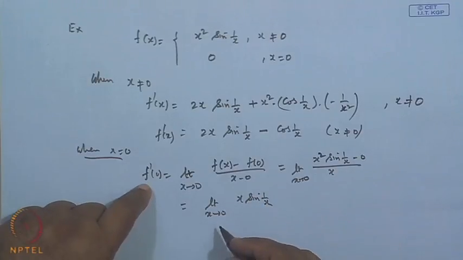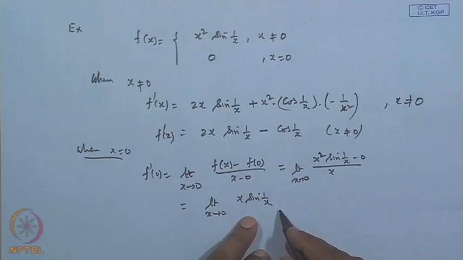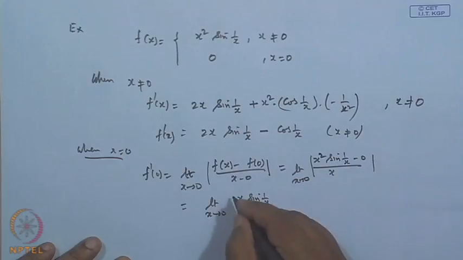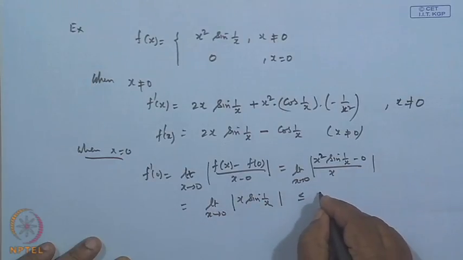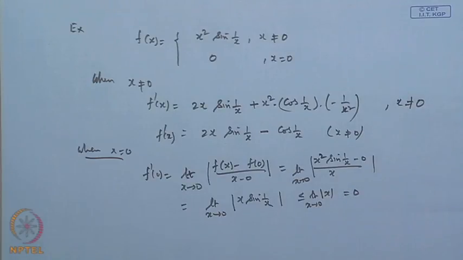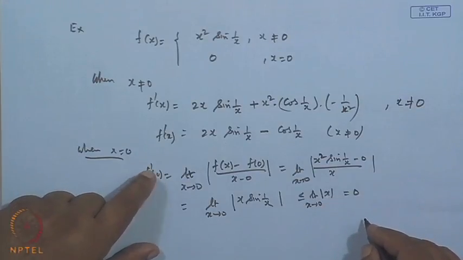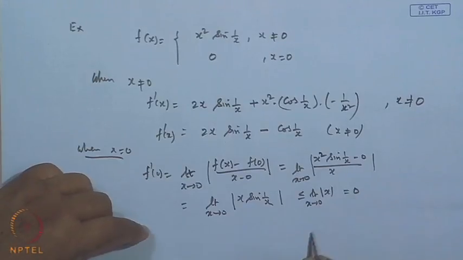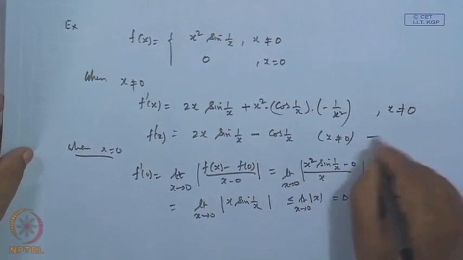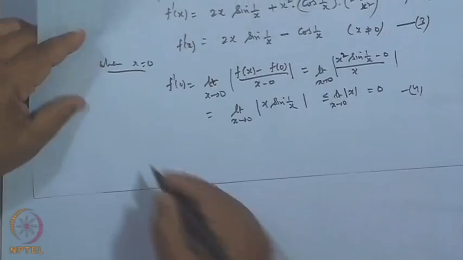Now, the term x sin 1 by x is always dominated by mod x. So when you take the mod of this, it is less than or equal to mod of x, and the limit as x tends to 0 will always come out to be 0. Okay. This limit comes out to be 0. Therefore, the limit exists and the derivative at the point 0 will be 0. Okay. But what about the equations? Let this be equation 3, and this is 4.